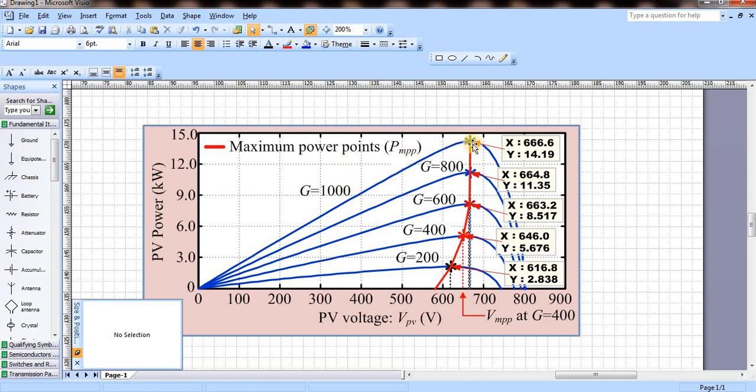Here this is the 1000 irradiance, this is 800 irradiance, and 600, 400, 200. If your PV panel is receiving 1000 irradiance, we have to operate at this point. My voltage should be 666 for this particular PV array. Only if you are operating at 666 volts will you get the 14.19 kilowatt. This one is at 800 irradiance. So based on this, we have to select our V reference or VMPP point.